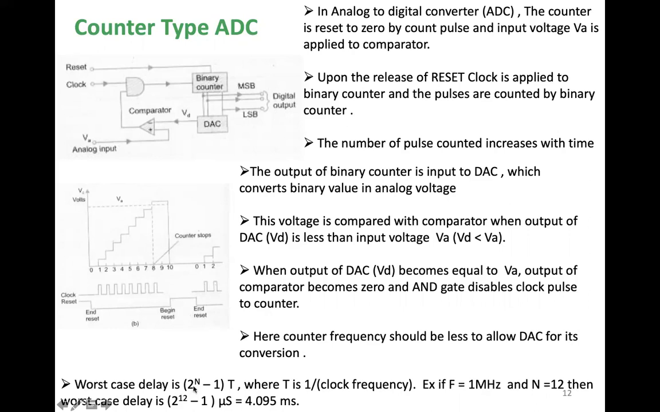Worst case delay is (2 raised to n minus 1) times t. Here t is nothing but the time period, which is 1 by f. Let's say, for example, we take a frequency of 1 megahertz and n is equal to 12. Then the delay is going to be (2 raised to 12 minus 1) microseconds, which is about 4.095 milliseconds. So that is going to be the delay, and you have to wait for that delay between each clock pulse.